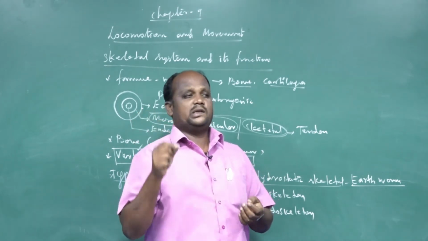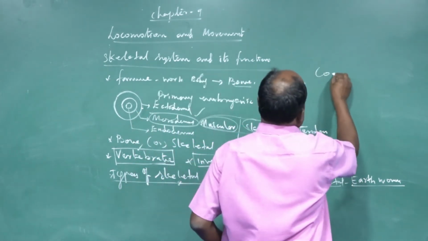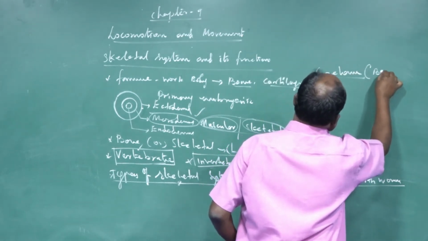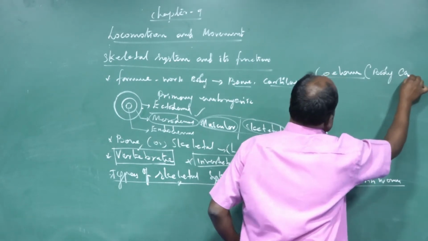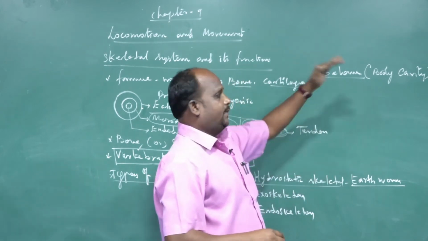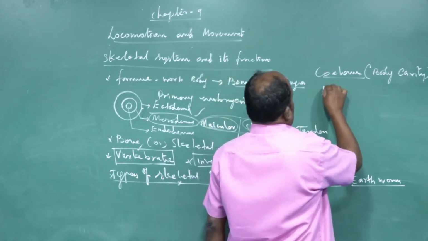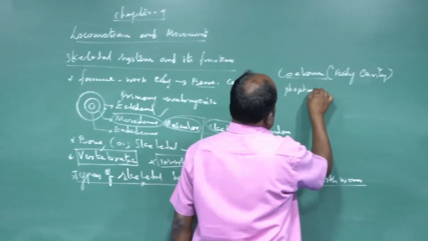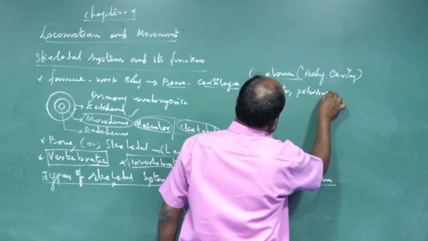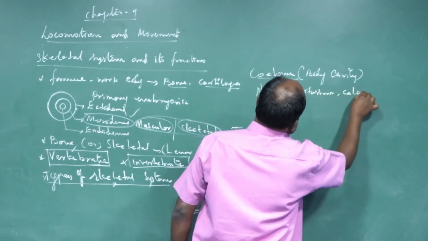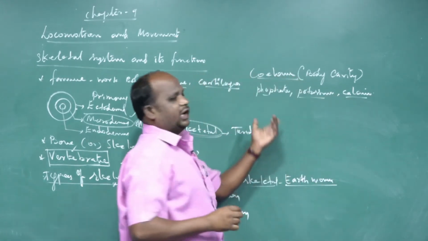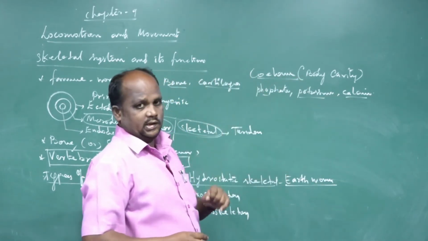Inside the animal body, there is a coelom. What is the meaning of coelom? Coelom means body cavity. The body cavity contains fluids. The fluids may contain phosphate, potassium, calcium, iron or minerals.